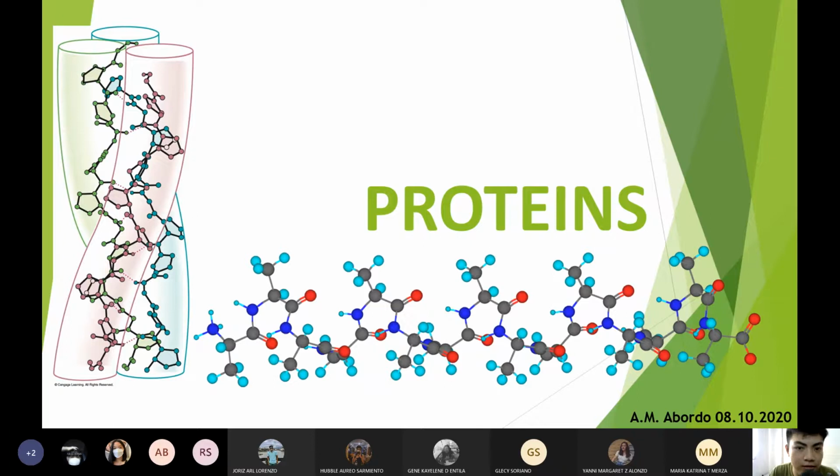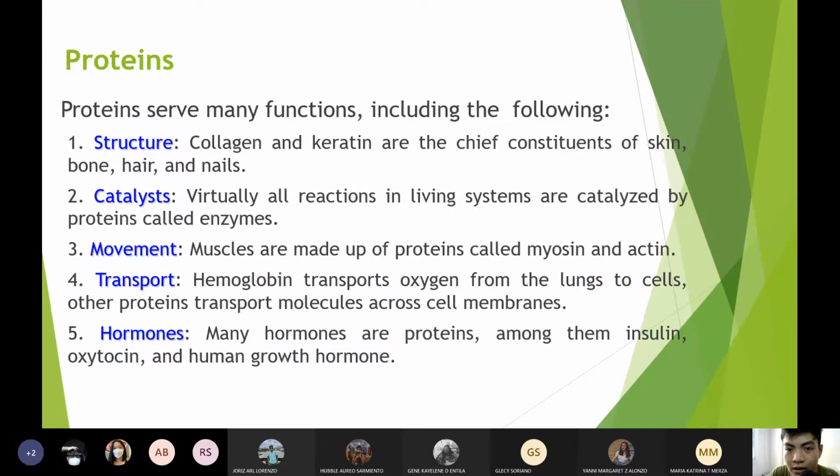Protein is the polymer of our amino acids. Protein serves many functions. It's not only the muscle thing, like what's advertised by people who go to the gym all the time. It's not only about muscles. It has many functions. For example, proteins are used for structural purposes.